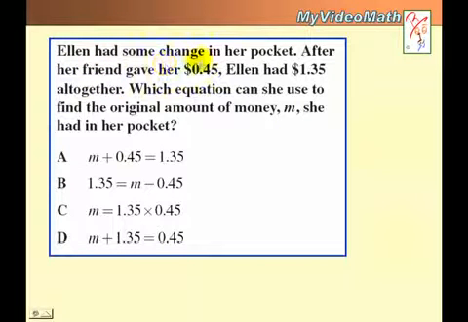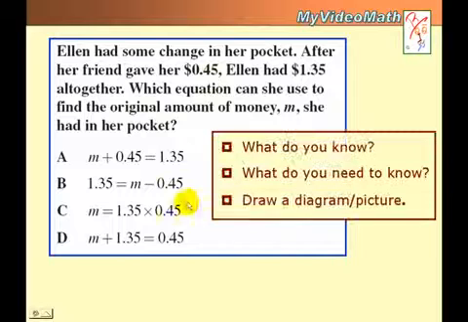Ellen has some change in her pocket. After her friend gave her 45 cents, Ellen had $1.35 altogether. Which equation can she use to find the original amount of money M she had in her pocket? So she has some money in her pocket. Let's take a look.